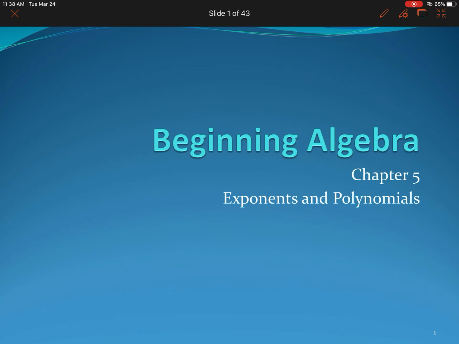Okay, so we're going to begin chapter 5, and we're going to talk about exponents and polynomials. So this is sort of a shift from where we were in chapter 3. If you remember, in that chapter we were talking about graphing and slope and all of those things related to equations with two variables. Well, now we're going to shift, and we're going to really get to the introductory part of dealing with other types of equations besides linear equations.